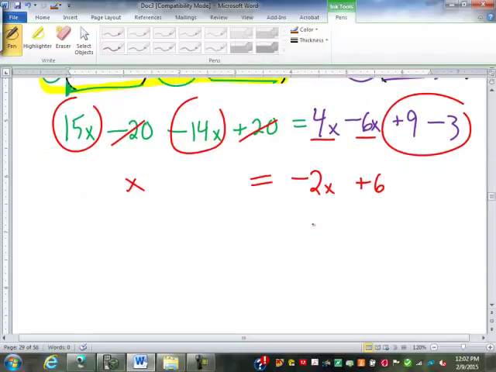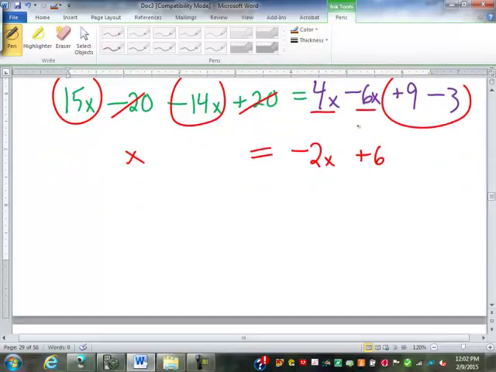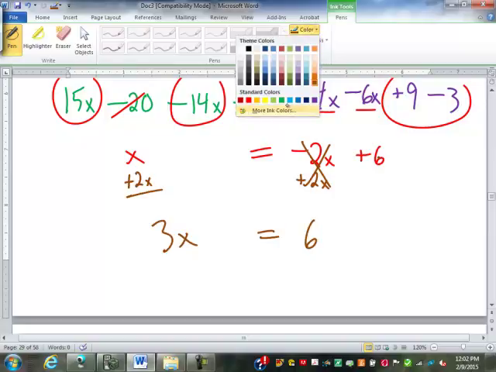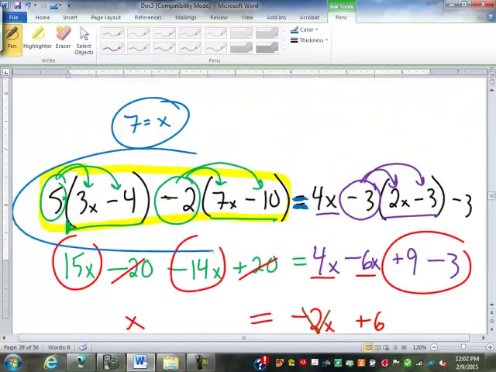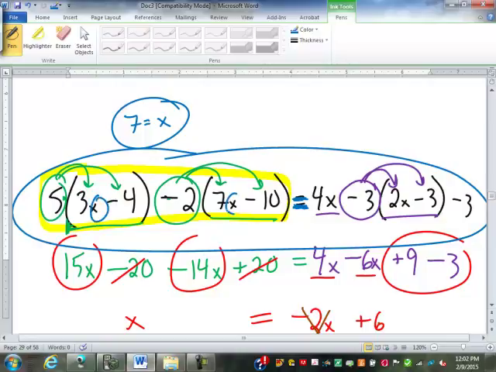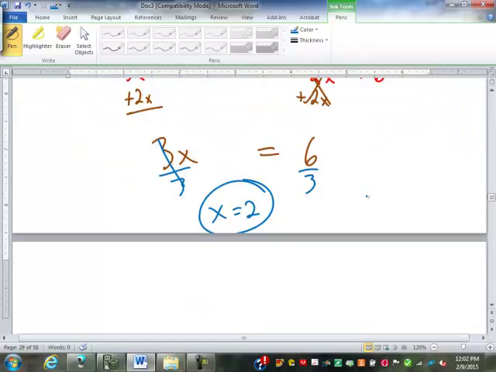Now we have a variable on each side, an x on each side, so we're going to get rid of one. Negative 2 is smaller than positive 1, so I'm going to get rid of it by adding 2x. Even with just a 6 here. X plus 2x is 3x, and we divide by 3. That gives us x equals 2. We could plug that back in to verify it if we wanted to, replacing every x with 2. I will leave that up to you to try on your own if you would like to check it.